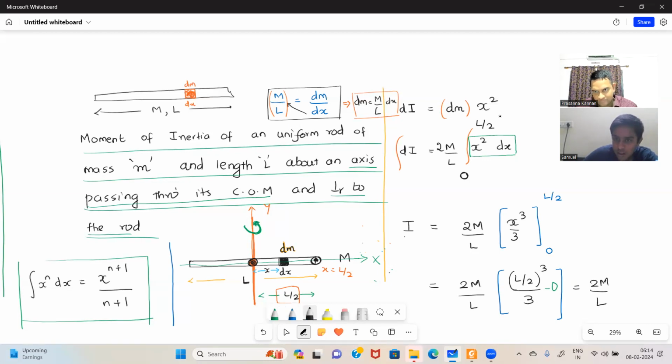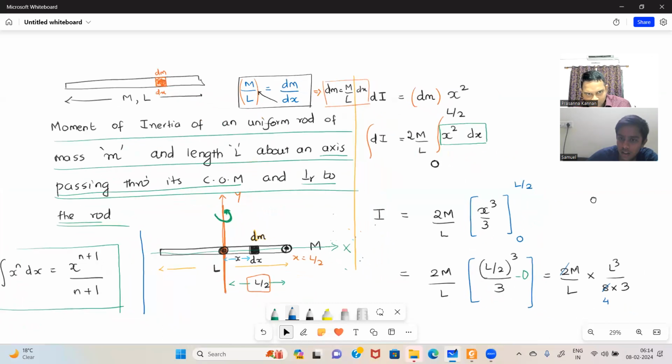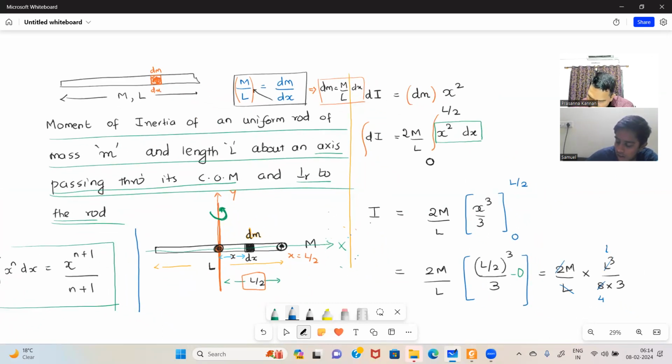Now tell me, L by 2 whole cube, what is it? L cubed by 8. And what else is also there? 8 into 3, so 24. Anyway, you can cancel this 2 also here. So it becomes 4, right? And one L gets cancelled. So you don't have L cubed, but L squared by 12. Very good. Therefore, the moment of inertia of the rod about an axis passing through its center of mass and perpendicular to it is given by 1 by 12 ML squared. Clear?